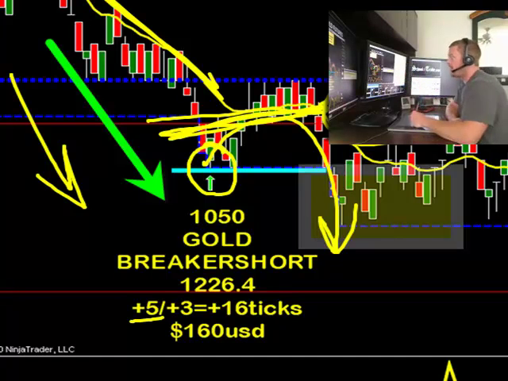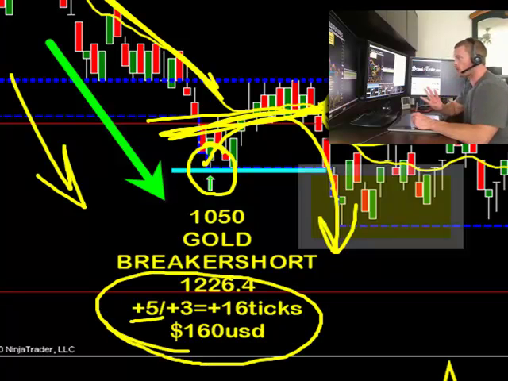Got +5, and we got, of course, move our stop down to entry -1. We got filled at +3. Okay, so 2 off at 5, 2 off at 3, that's 4 contracts total, 16 ticks, 160 USD to finish up here on the gold.